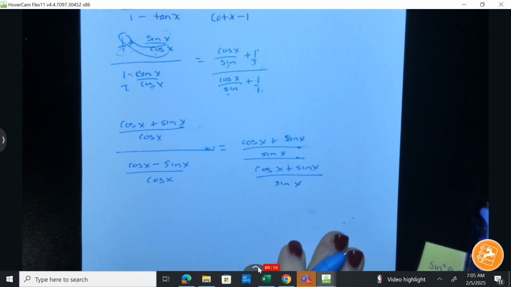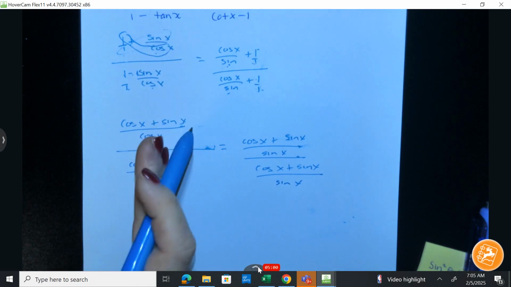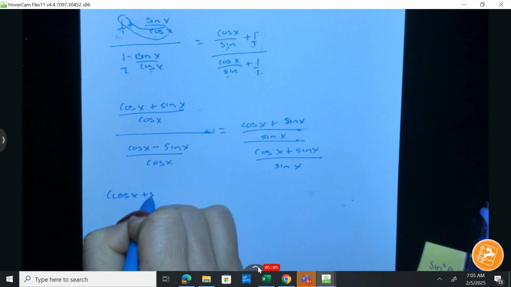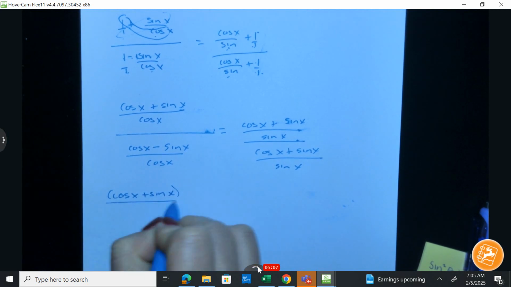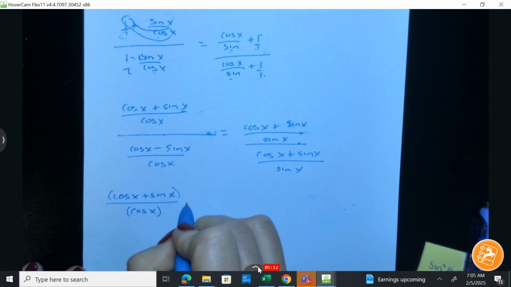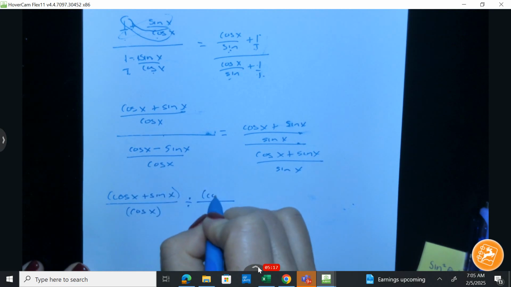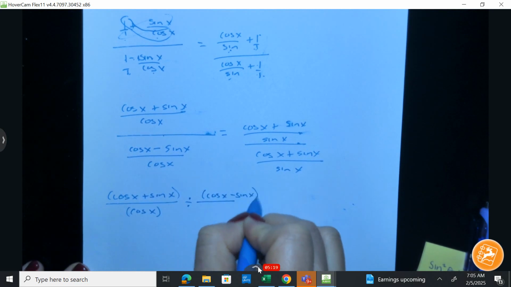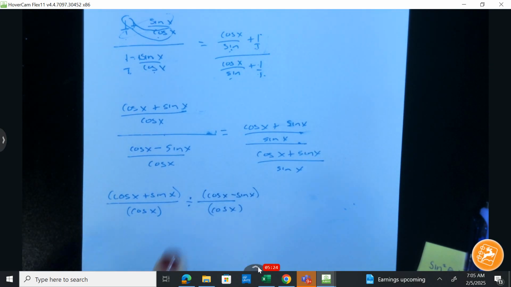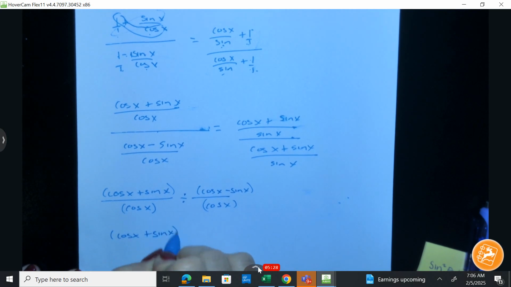Okay, I'm going to take the left-hand side, and instead of writing it vertically, I'm going to write it horizontally. So I have cosine of x plus sine of x divided by the cosine of x. And then normally I would write divided by, and I'm not going to skip a step here, I'm going to show all of my work, divided by cosine of x minus the sine of x over the cosine of x. Now when I do division, remember, as I said in the previous, I'm going to keep the first fraction in place.